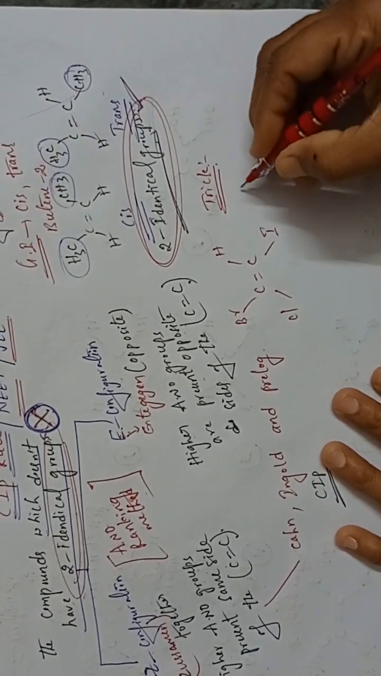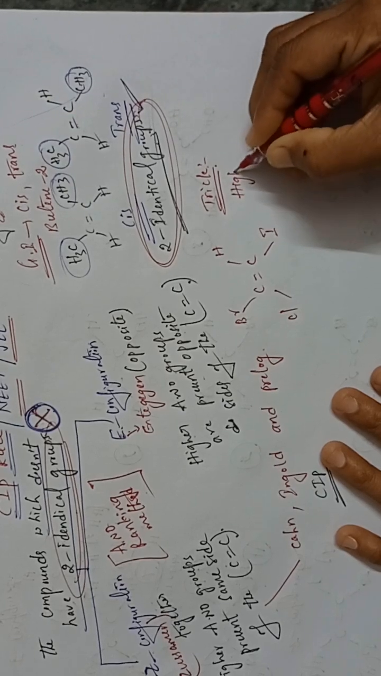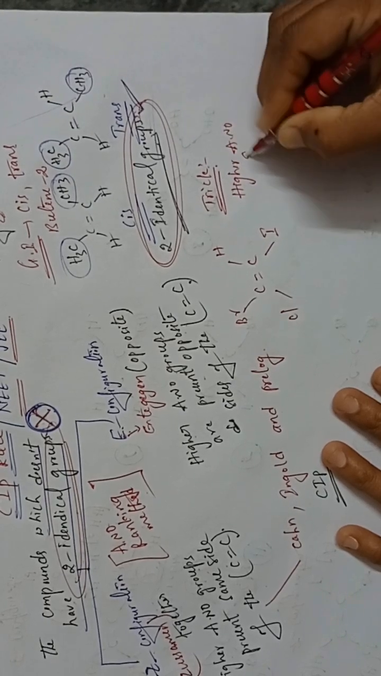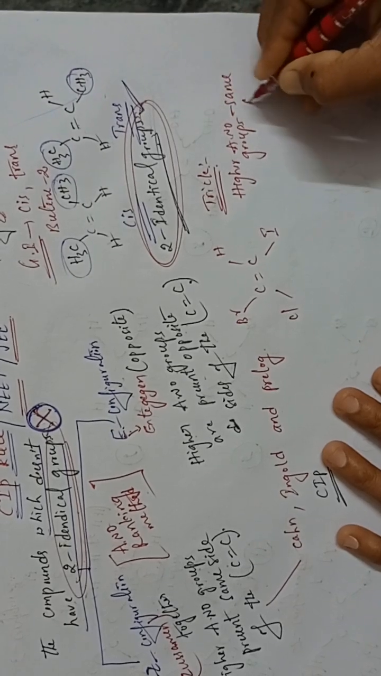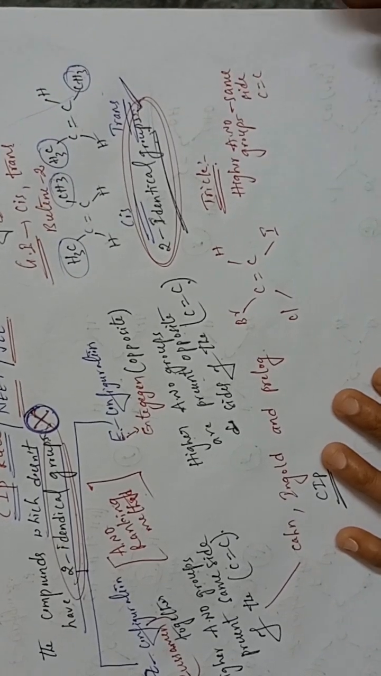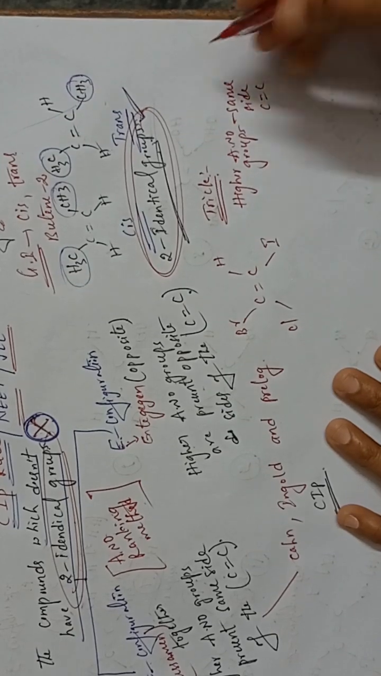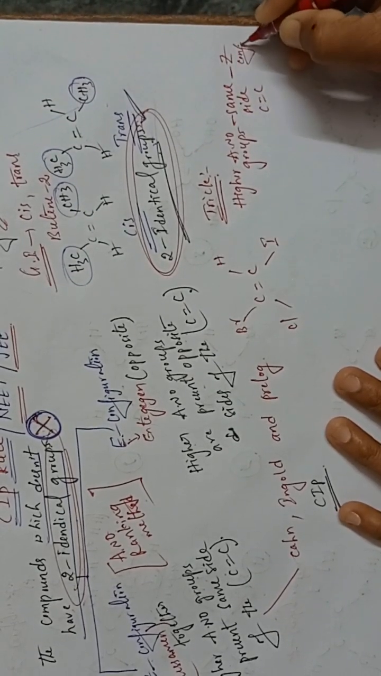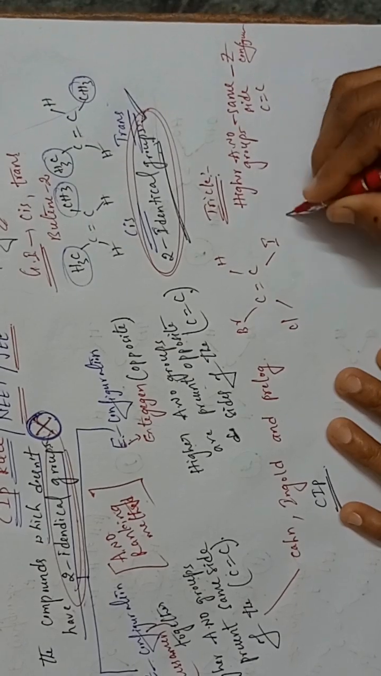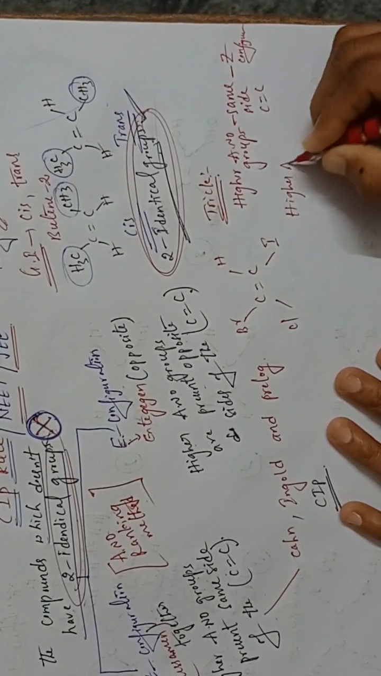Higher atomic number groups on the same side of the doubly bonded carbon atoms means Z configuration. Clear? Z configuration.